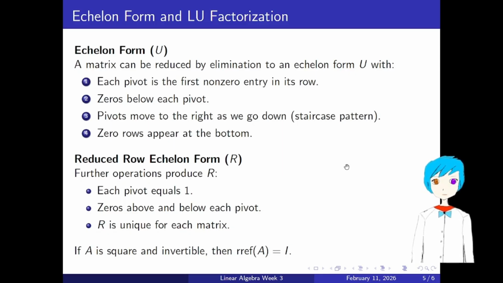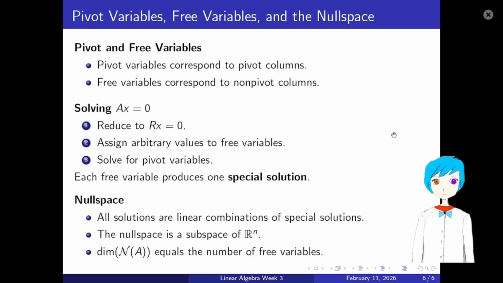We also have the reduced row echelon form after we perform further operations on the echelon form U. Each pivot equals 1, with zeros above and below each pivot, and R is unique for each matrix. If A is square and invertible, then the reduced row echelon form would always be the identity matrix.